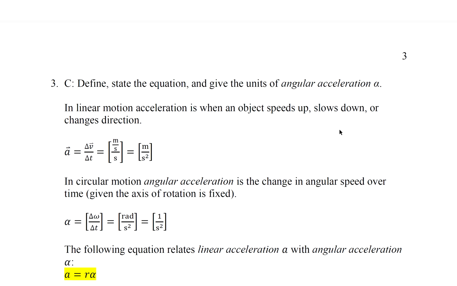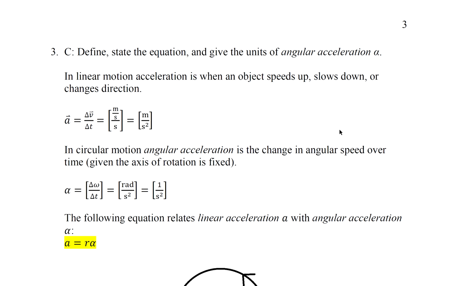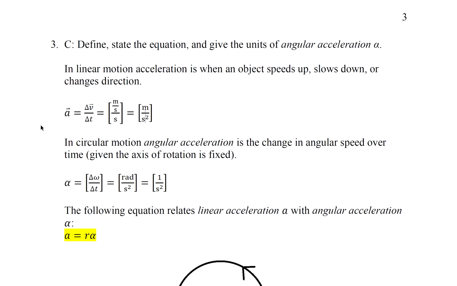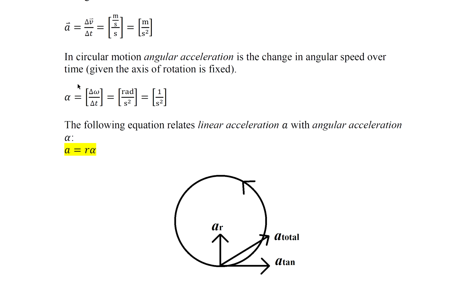Question 3. Define, state the equation, and give the units of angular acceleration a. In linear motion, acceleration is when an object speeds up, slows down, or changes direction. a is equal to dv over dt. In circular motion, angular acceleration is a change in angular speed over time. So alpha is angular acceleration, which has units of 1 over second squared.